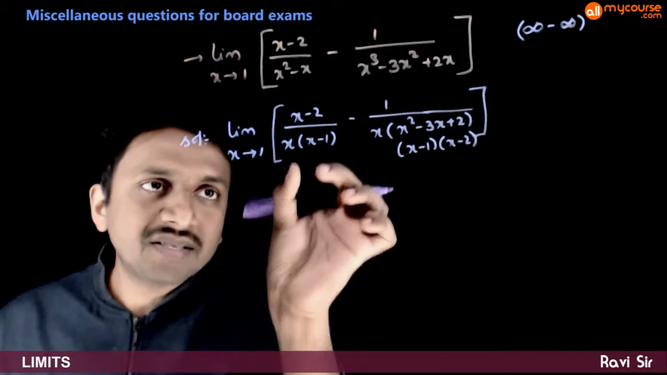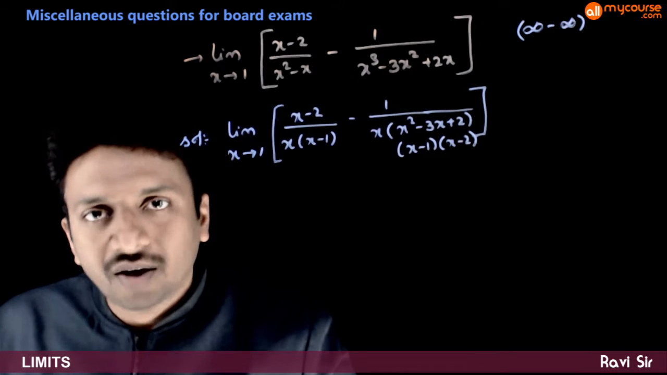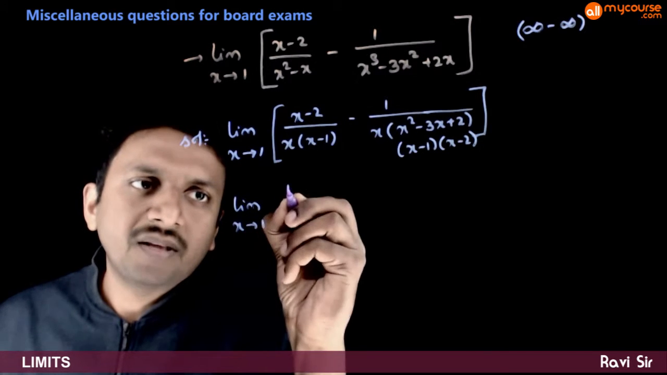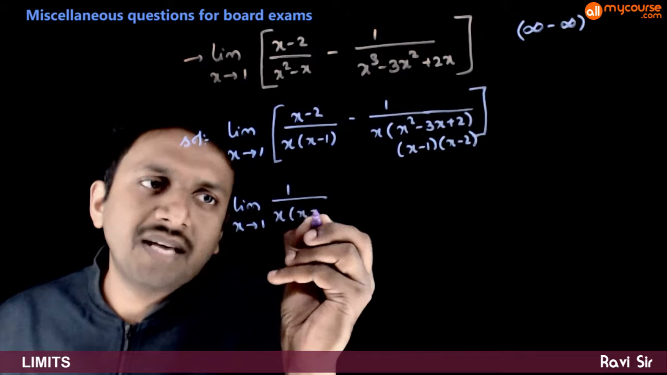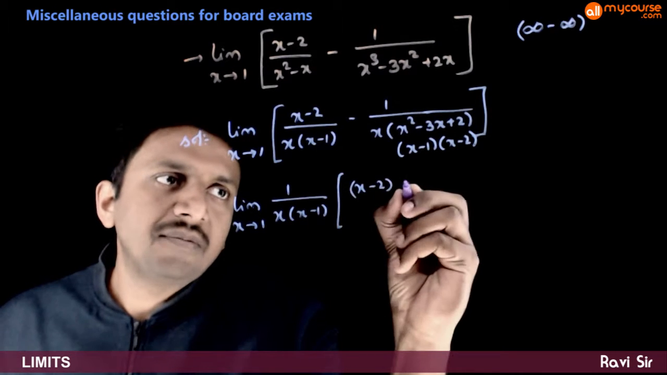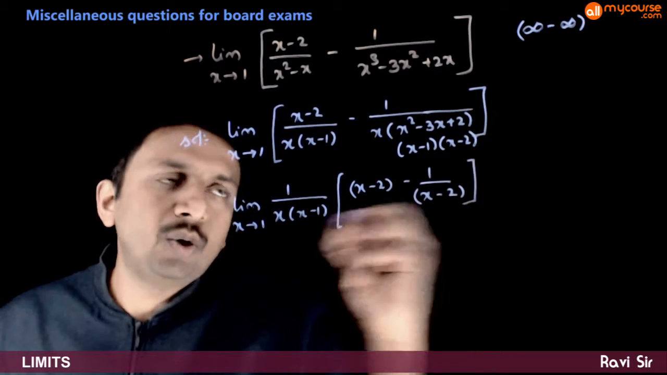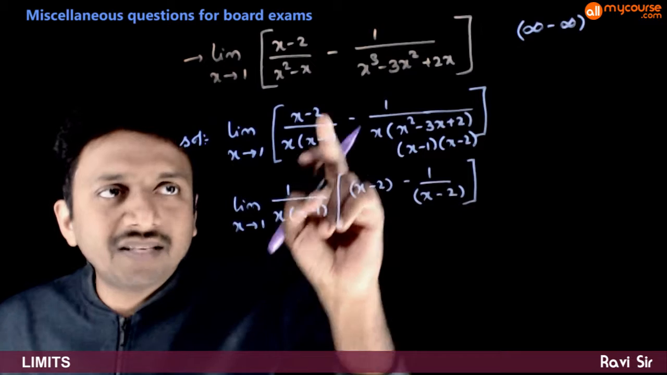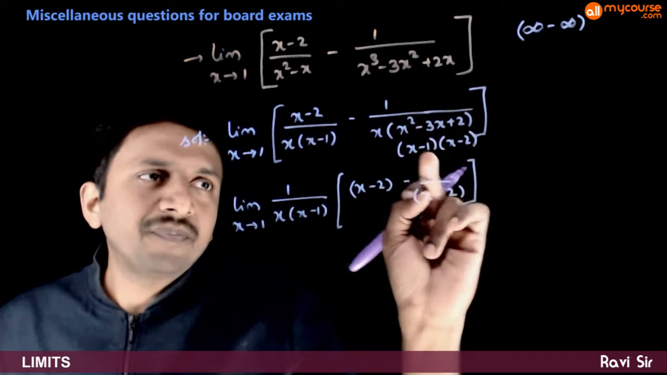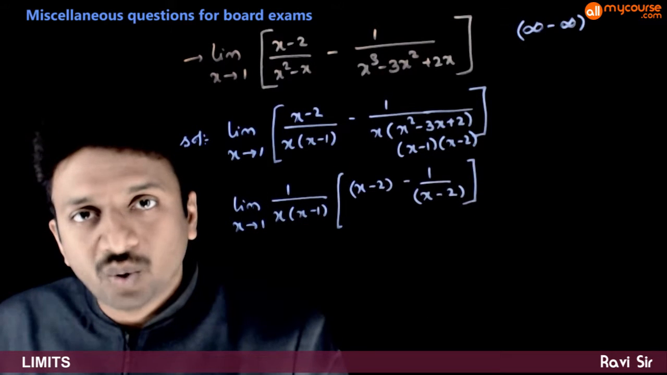So what I do now is, x into x minus 1, we can take common. So limit x tends to 1, 1 by x times (x minus 1) times [(x minus 2) minus 1 by (x minus 2)]. x minus 2 is left out here, minus 1 by x into x minus 1 has been taken as common, x minus 2.